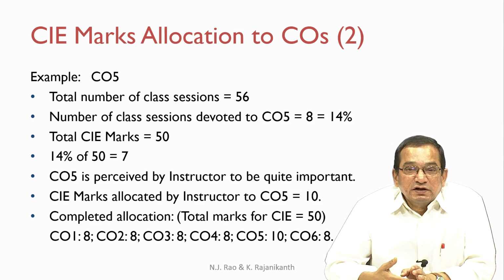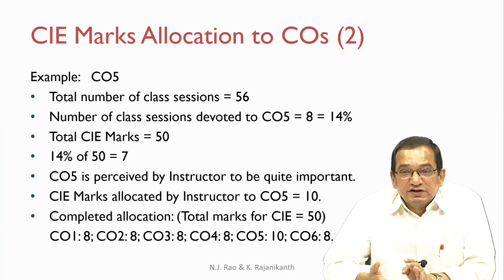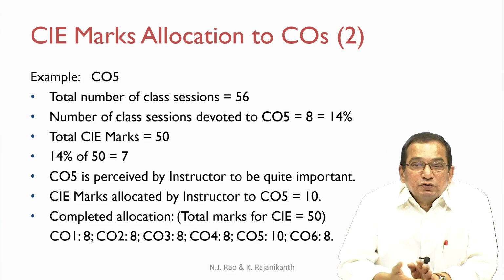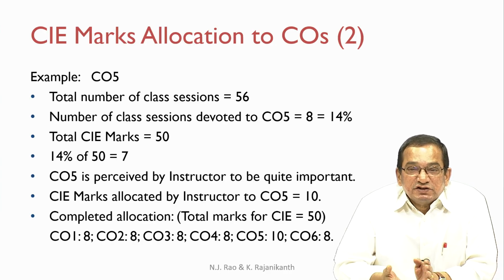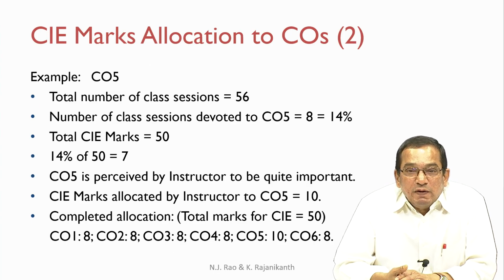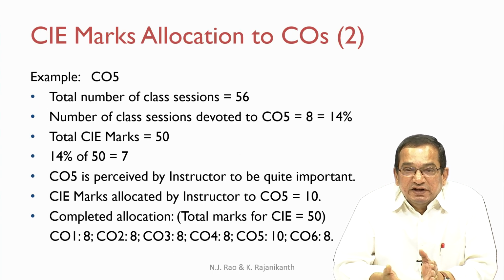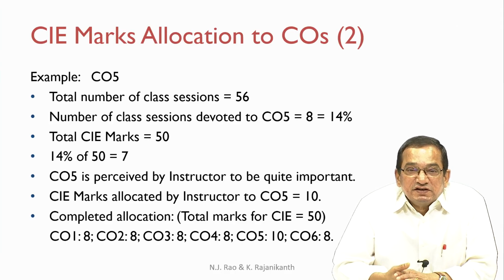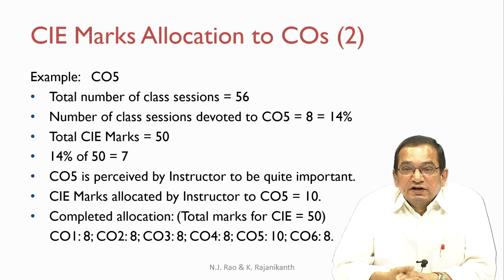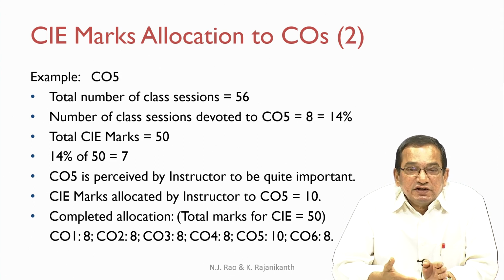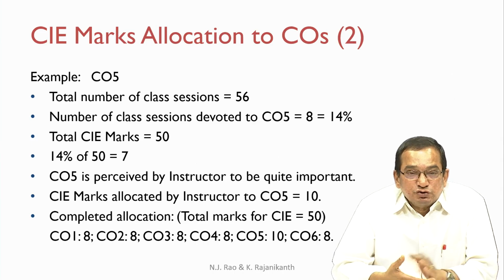So, the marks allocated to a particular CO by the instructor depends on these two factors, but finally it is the design choice of the instructor. So, for CO5 the marks allocated are 10. In the same fashion, the instructor has to decide the marks to be allocated to each CO, and of course, the total must come to 50 in this case. The total must come to whatever be the marks assigned for CIE. In this case, the total marks for CIE are 50. So, the marks allocation, let us assume, is as shown here.